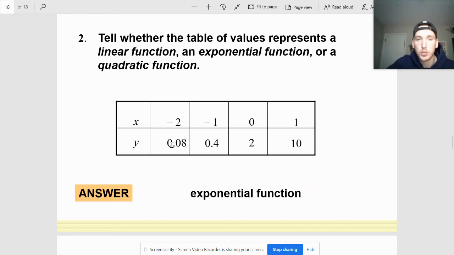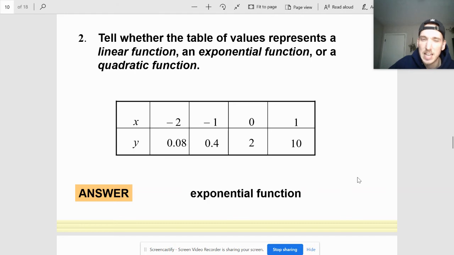I want you to notice, look over here. From 2 to 10, you could add 8, or you could multiply by 5. 2 times 5 is 10. Let's see if that pattern holds. 0.08 times 5 is 0.4. 0.4 times 5 is 2. 2 times 5 is 10. So it's being multiplied by the same amount each time. When you're multiplying by the same amount each time, it's an exponential function.